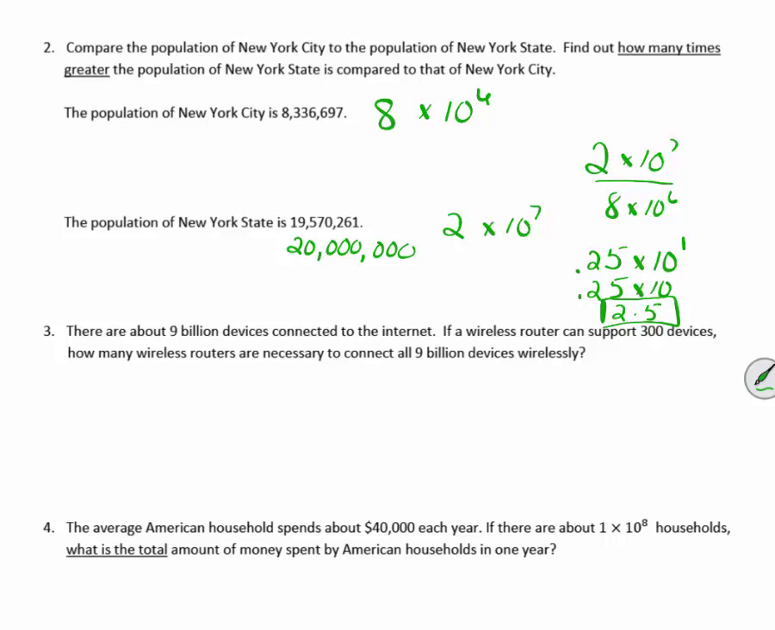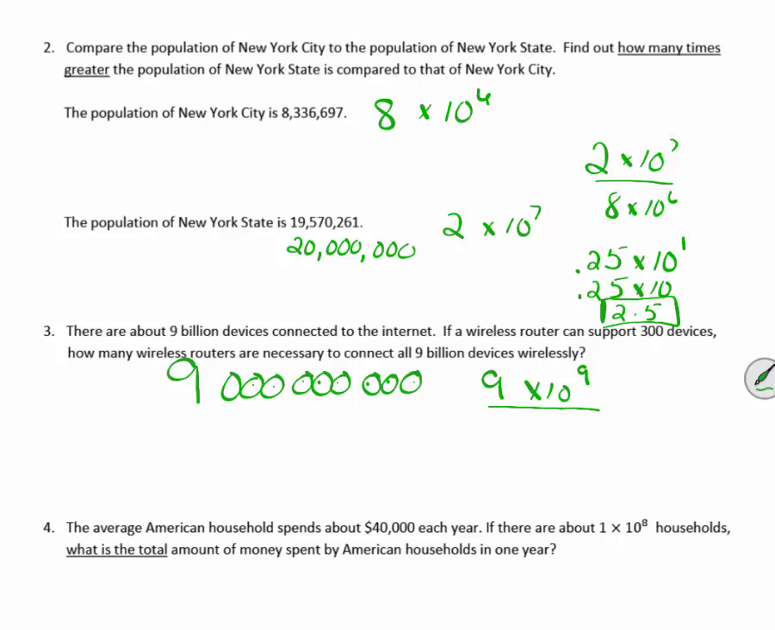There are about 9 billion devices connected to the internet. That is a lot. If a wireless router can support 300 devices, how many routers are necessary to connect all 9 billion devices wirelessly? Well, 9 billion looks like this. That's 9 billion. That was a lot of writing. 300 is obviously pretty basic there. But I'm going to rewrite this. So instead of 9 with all those zeros, I'm going to do it as a power of 10. So 9 times, and we're going to count: 1, 2, 3, 4, 5, 6, 7, 8, 9.